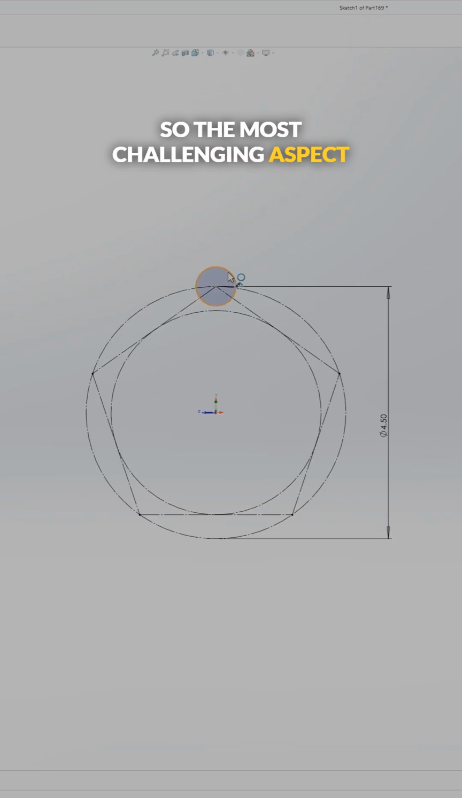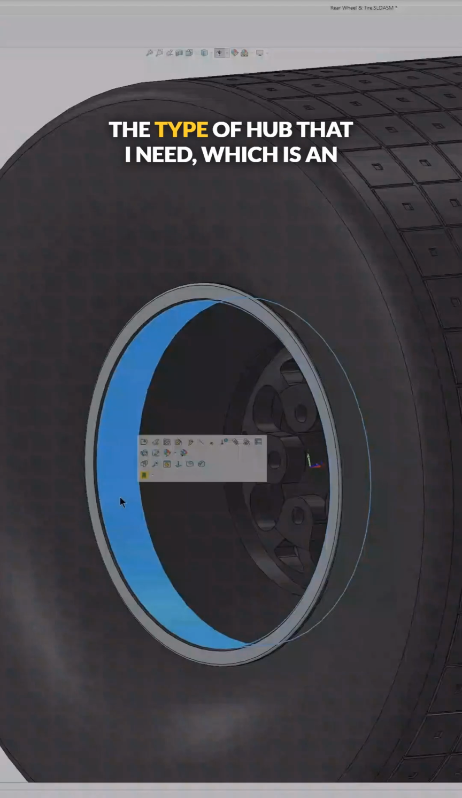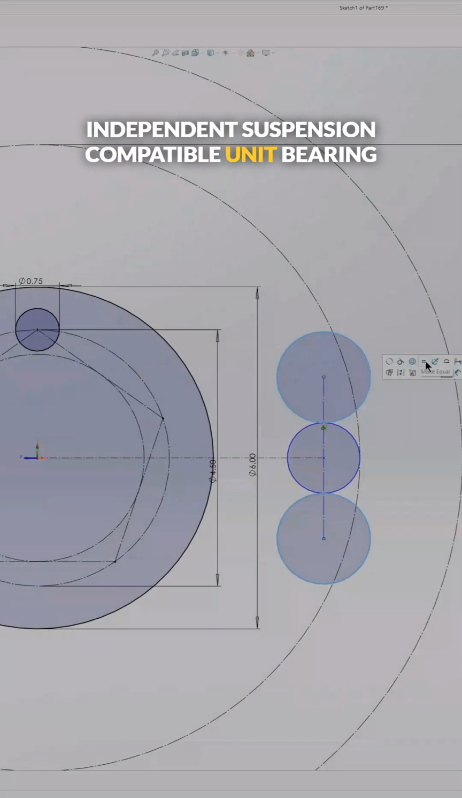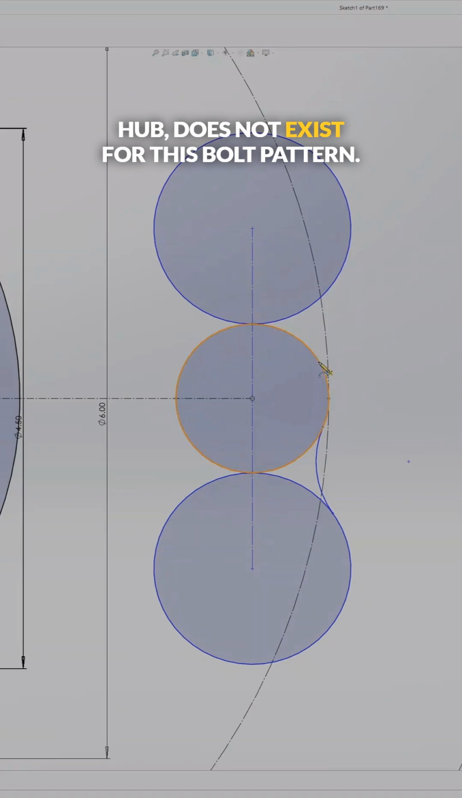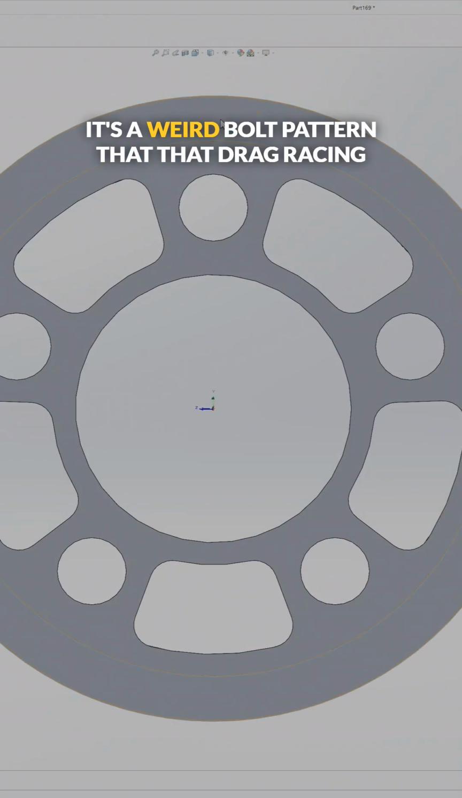So the most challenging aspect of this design so far was the hub, because the type of hub that I need, which is an independent suspension compatible unit bearing hub, does not exist for this bolt pattern. So I had to sort of make one from scratch. It's a weird bolt pattern.